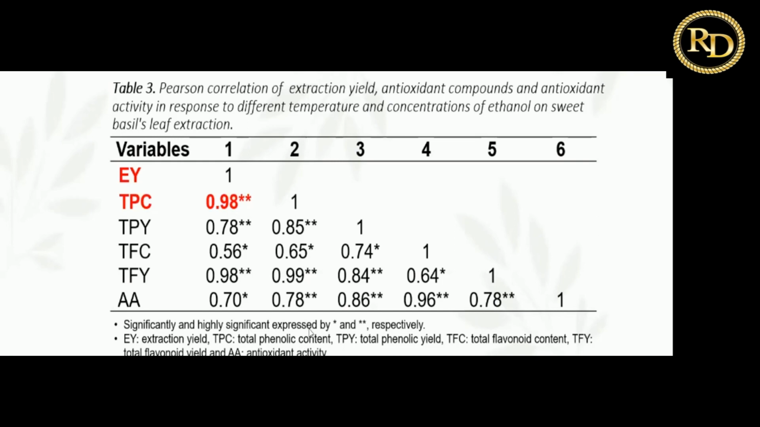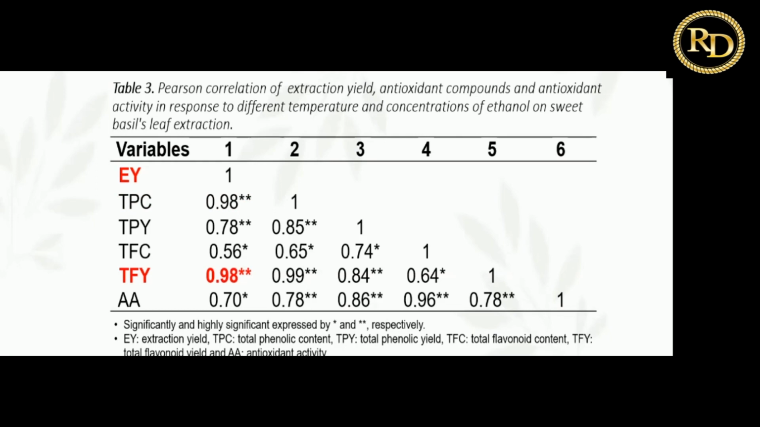In case of total phenolic yield, you can see almost the same trend is observed here. Here also, there are significant differences between the treatments, and the highest yield of phenolic belongs to the combination of 60% ethanol at 80 degrees Celsius, and the lowest belongs to the low concentration of ethanol, which is 60%, at the low level of temperature, which is 40 degrees Celsius.